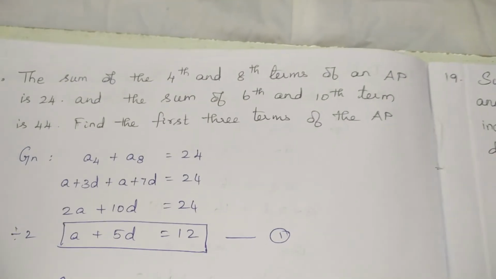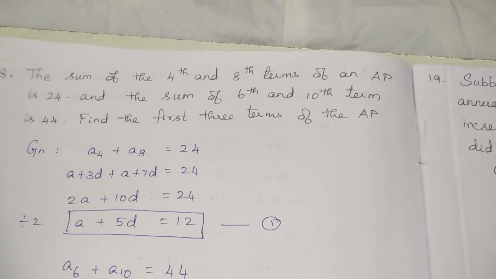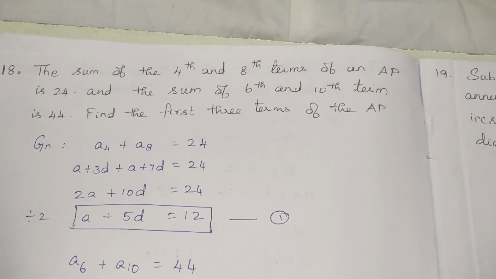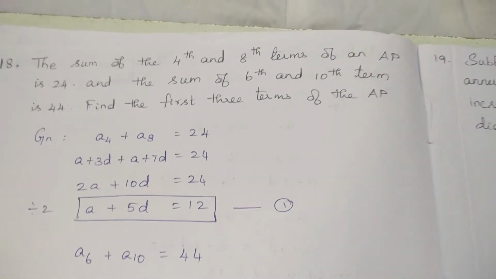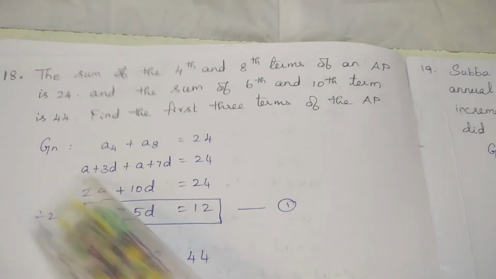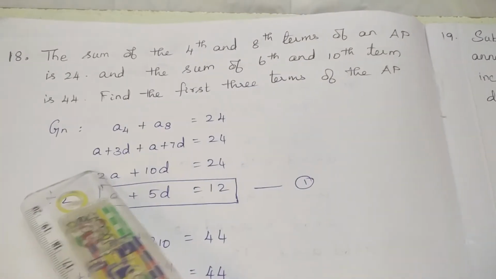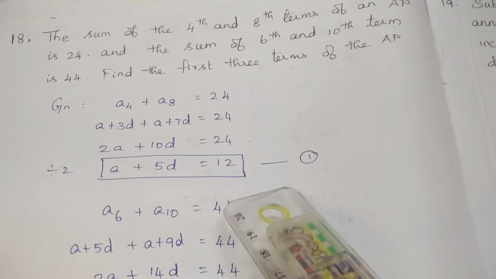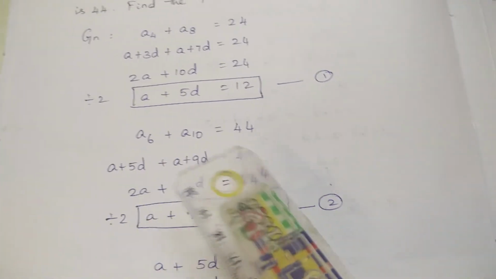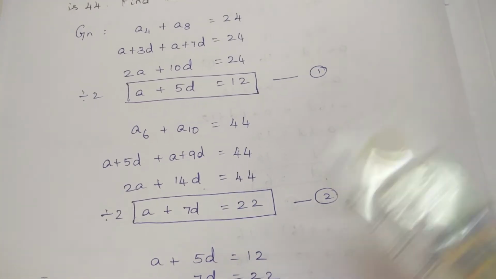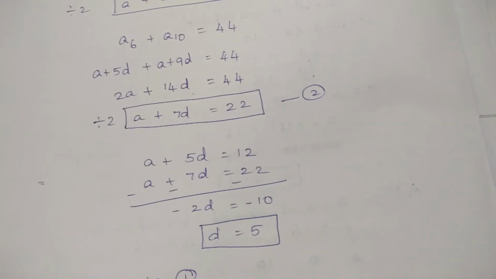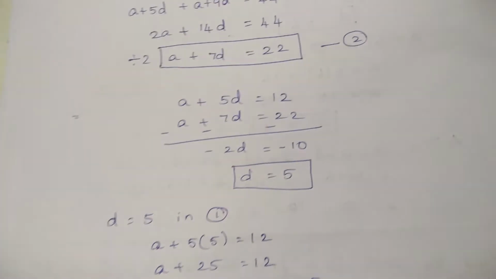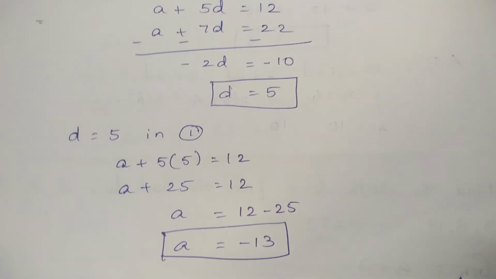The sum of the fourth and the eighth terms of an AP is 24, and the sum of the sixth and the 10th terms is 44. Find the first three terms. So first, the sum of the 4th and 8th terms means A4 plus A8 equal to 24. Substituting the general term, you get one equation. Same for A6 plus A10 equal to 44, substitute and get the second equation. By the elimination method you have to solve it and find the D value, and substitute the D value in any equation. You'll get the A value.